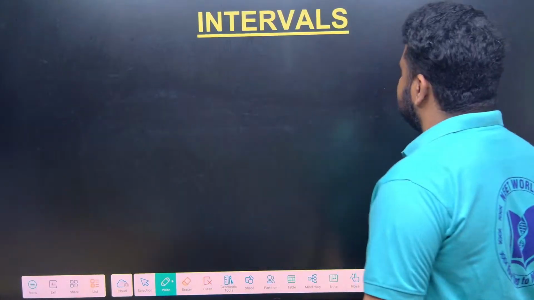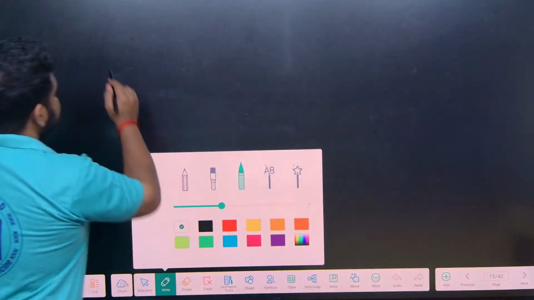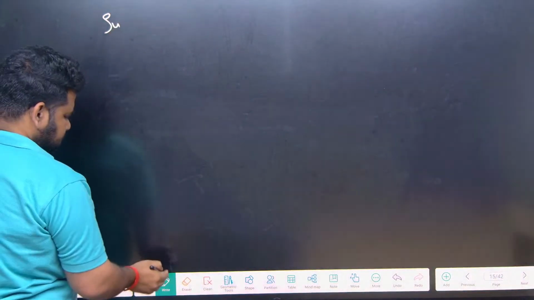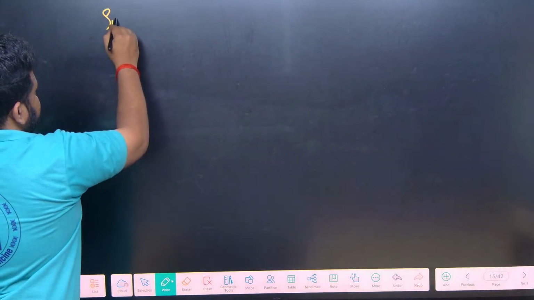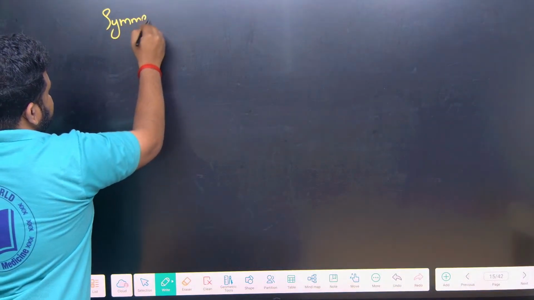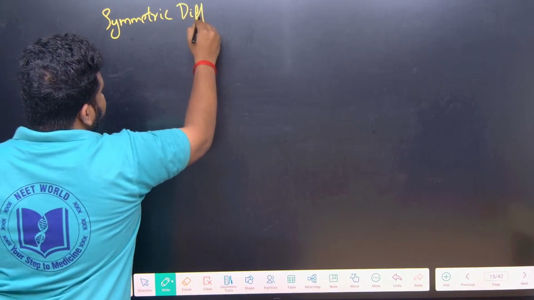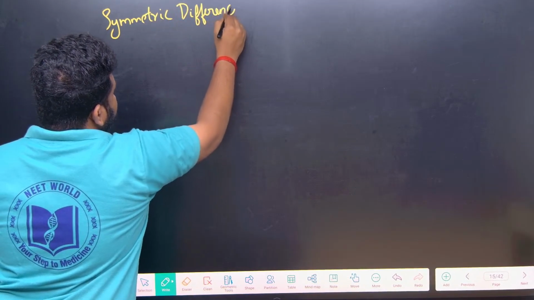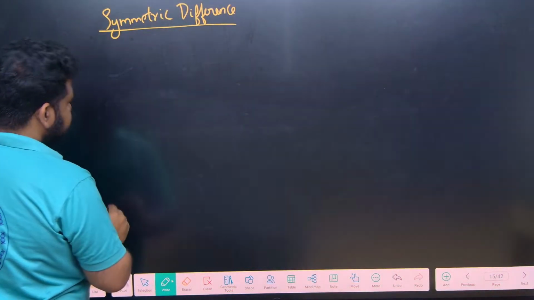Let us proceed further. Before intervals, we have to discuss one more thing, that is symmetric difference. First we learned the normal difference, now we have to know the symmetric difference. In some questions they will give symmetric difference. So symmetric difference means what?